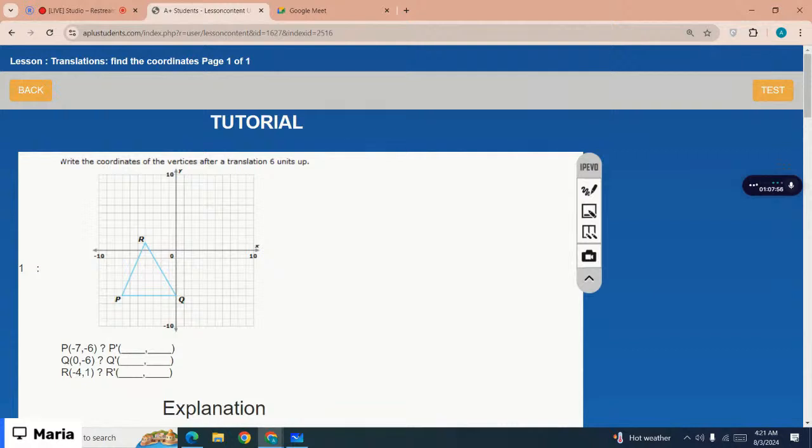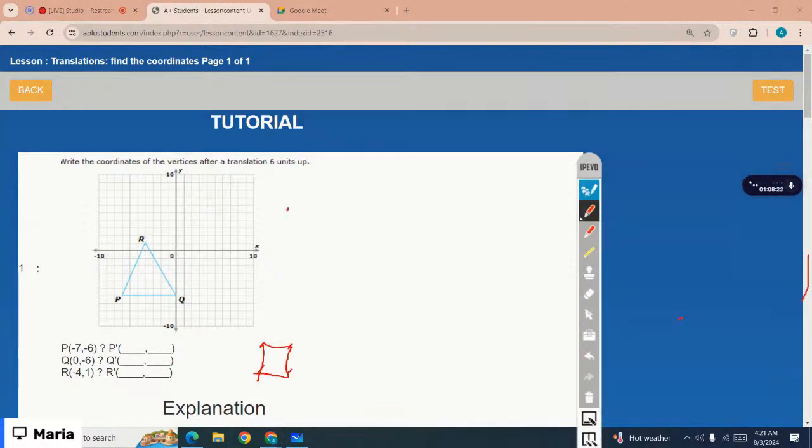Okay, write the coordinates of the vertices after a translation 6 units up. Now you have to translate this triangle 6 units up and you have to write down the coordinates also, right? Okay, so start with the coordinate P. Let's just translate P 6 units up.